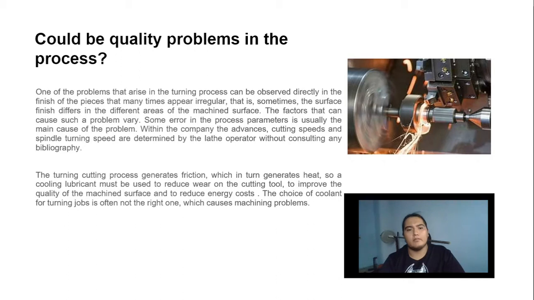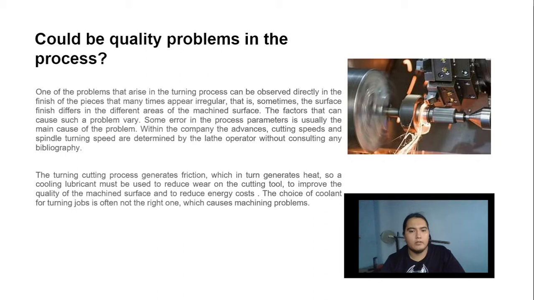Some error in the process parameters is usually the main cause of the problem. Within the company, the feed, cutting speed, and spindle turning speed are determined by the lathe operator without consulting any bibliography. The turning cutting process generates friction, which in turn generates heat. So a cooling lubricant must be used to reduce wear on the cutting tool, to improve the quality of the machined surface, and to reduce energy cost. The choice of coolant for turning jobs is often not the right one, which causes many of the problems.